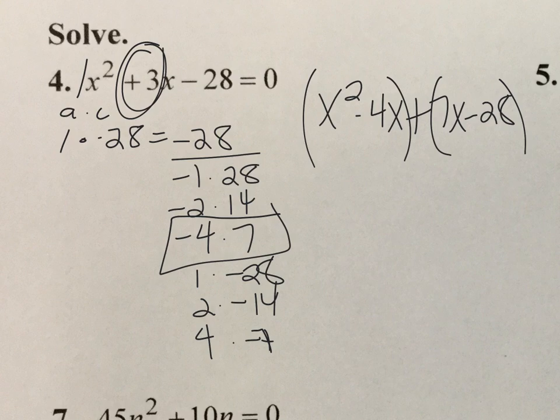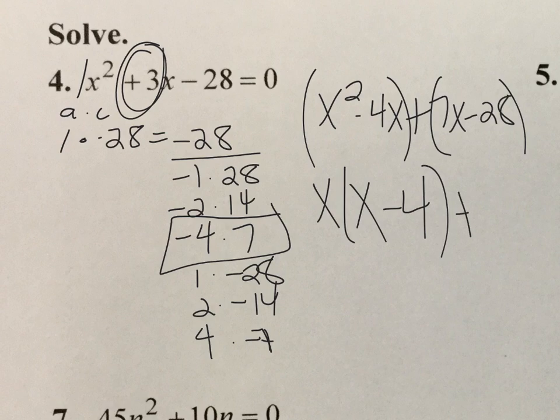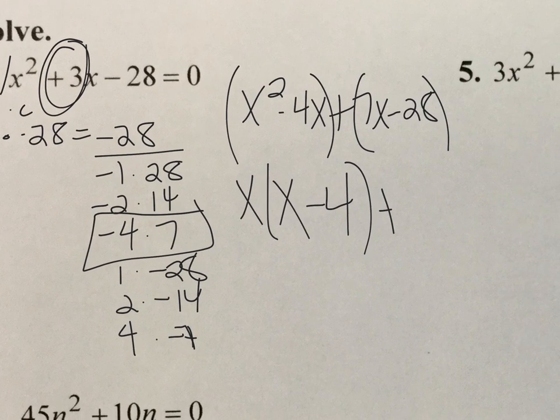So for the first one, they both have an x. So I'm going to take out an x. And x times what makes x squared? Well, x times x makes x squared. And what times x makes negative 4x? Well, x times negative 4 makes negative 4x. Okay? So we factored out that one. Now we have the second one, and we have 7x minus 28.